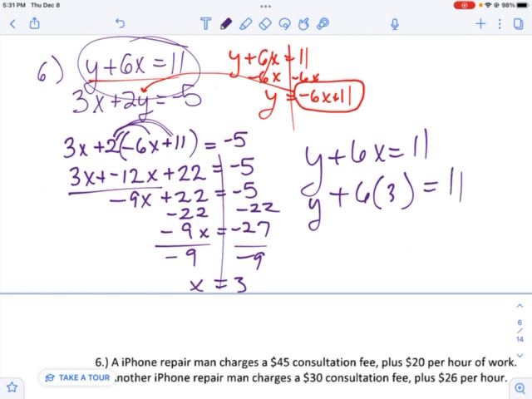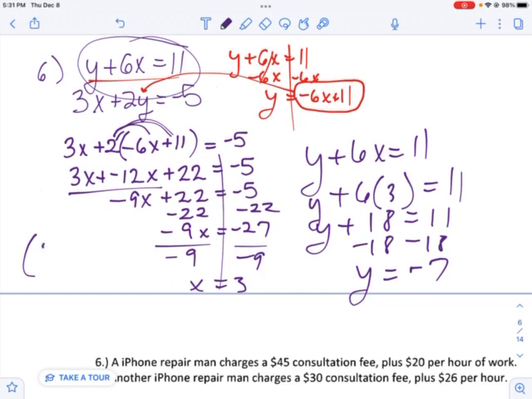Let's check these out. 3, negative 7. There's my solution. Each of these is just the point where the lines cross. Now we have some word problems.